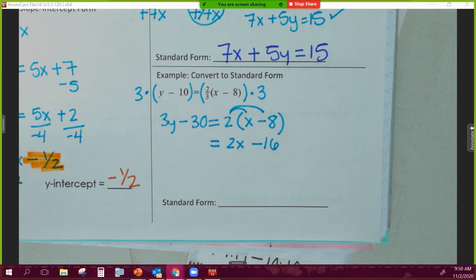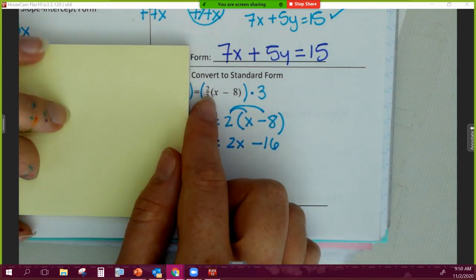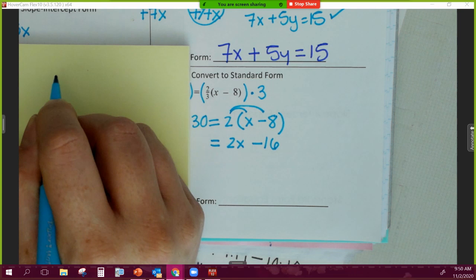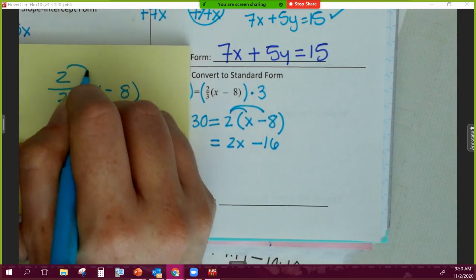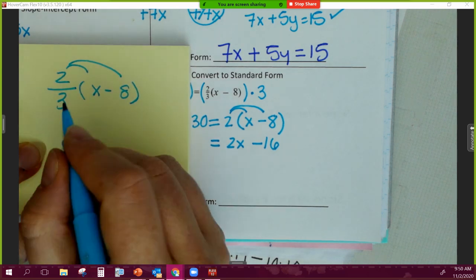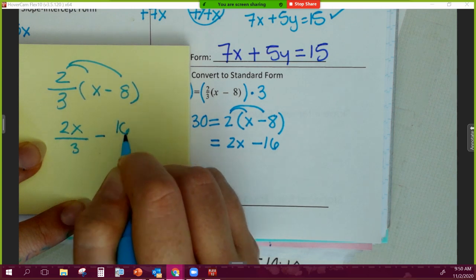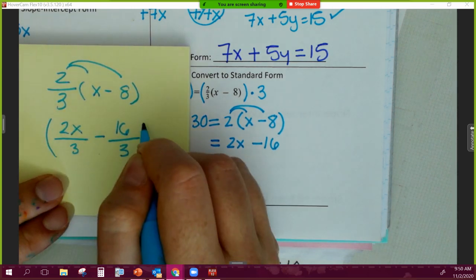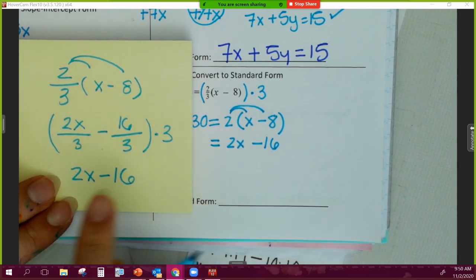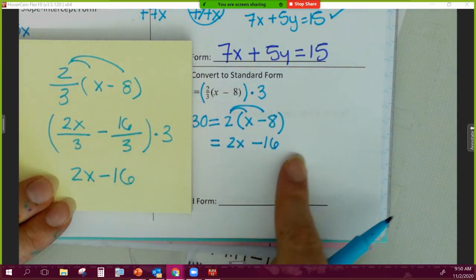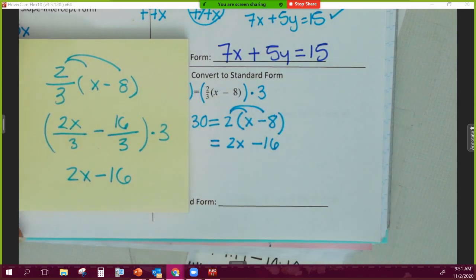If you're wondering why we didn't multiply the 3 times the x and the negative 8, it's because these were in parentheses. Another order we could have done this in, we could have multiplied this out first. Then you would have had 2x over 3 minus 16 over 3. When you multiply that by 3, you're still left with 2x minus 16. So it's the same thing that's happening here. So really you don't need to do that.